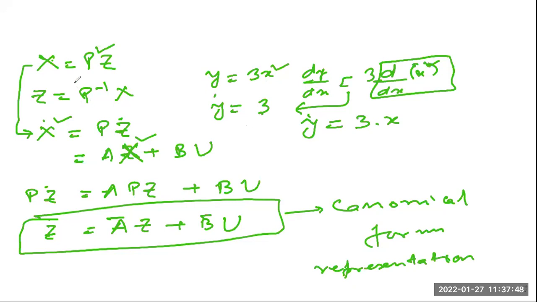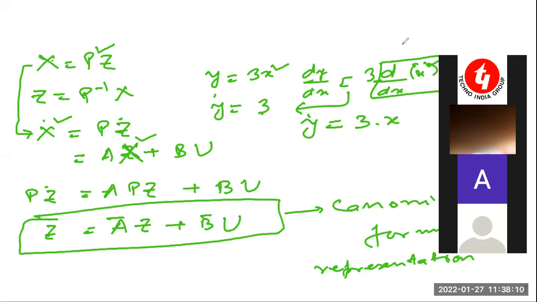Okay, no issue. So first we know x equal to P into z. So z equal to P inverse x. Now x dot, we are differentiating this with respect to x, both sides. So this will be x dot equal to P into z dot. Now here you see, this we are representing as Ax plus Bu.